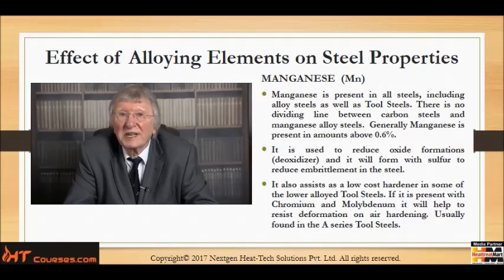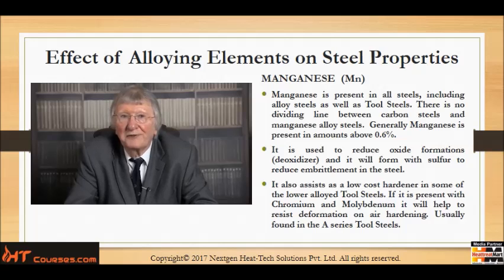It also assists as a low-cost hardener in some of the lower alloyed tool steels. If it's present with chromium and molybdenum, it will help resist deformation on air hardening, and it's usually found in the A series tool steels.